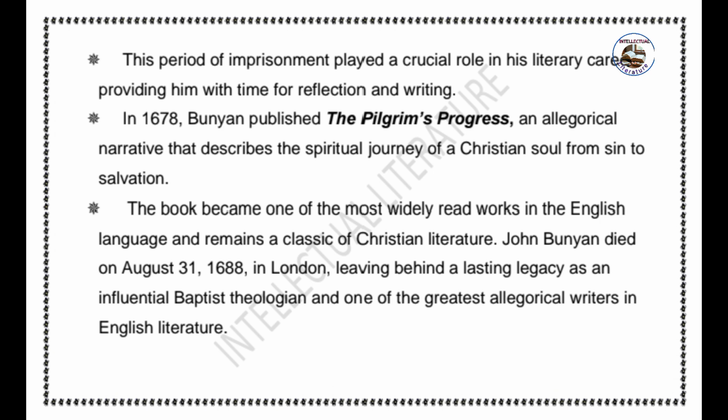for reflection and writing. In 1678, Bunyan published The Pilgrim's Progress, an allegorical narrative that describes the spiritual journey of a Christian soul from sin to salvation. The book became one of the most widely read works in the English language and remains a classic of English literature. John Bunyan died on August 31, 1688 in London, leaving behind a lasting legacy as an influential Baptist theologian and one of the greatest allegorical writers in English literature.